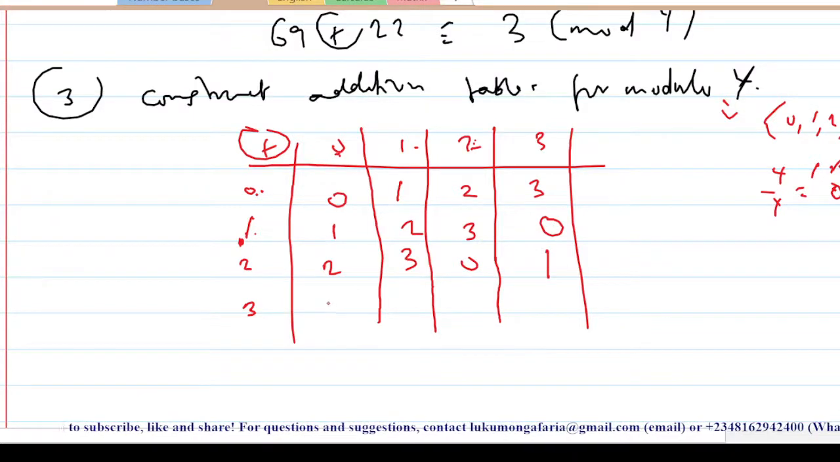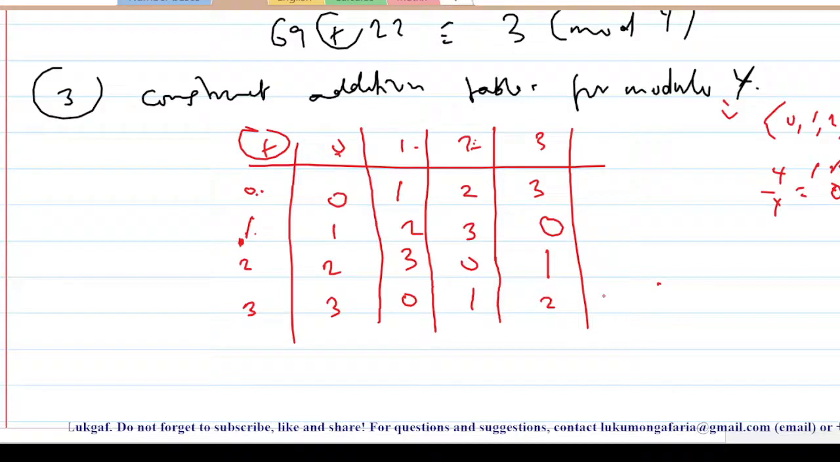3 plus 0, 3. 3 plus 1, 4. On no account should you write 4 since you are working in modulo 4. So you are going to divide by 4 and write the remainder. Likewise, 3 plus 2, like we've done the other time, is 1. 3 plus 3 is what? Is 6. 6 divided by 4 will give me 1, remainder 2. And that's your addition modulo 4. Addition tables for modulo 4.